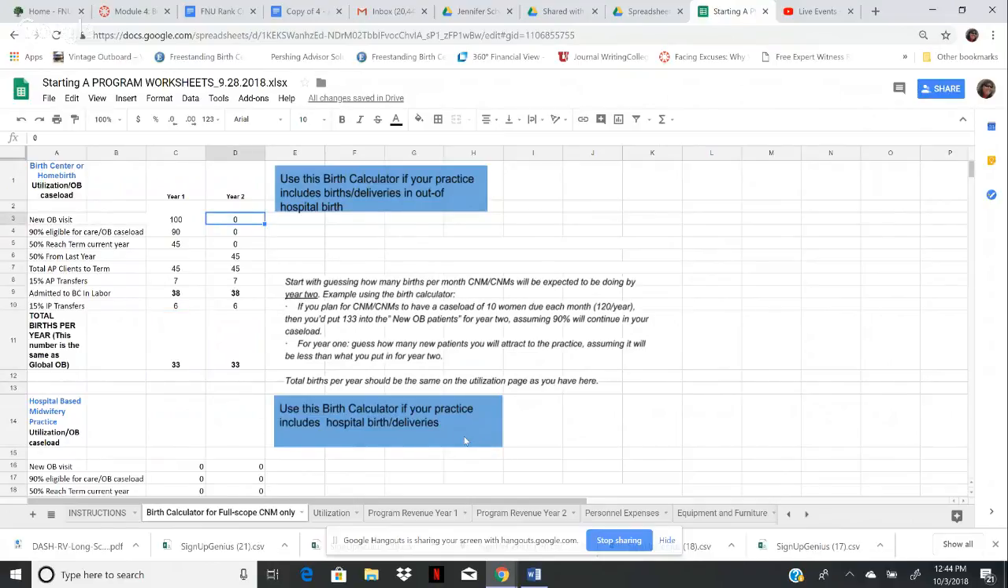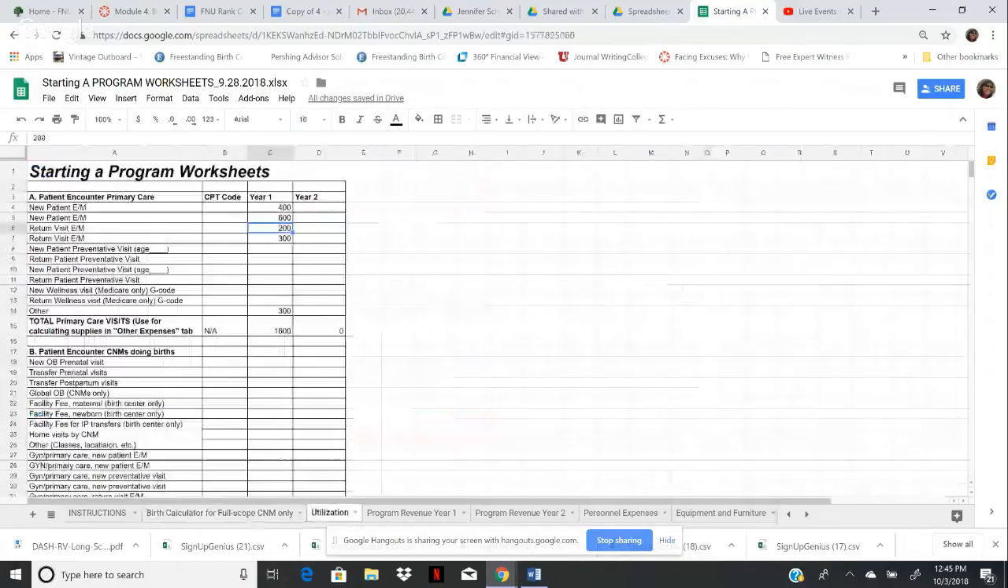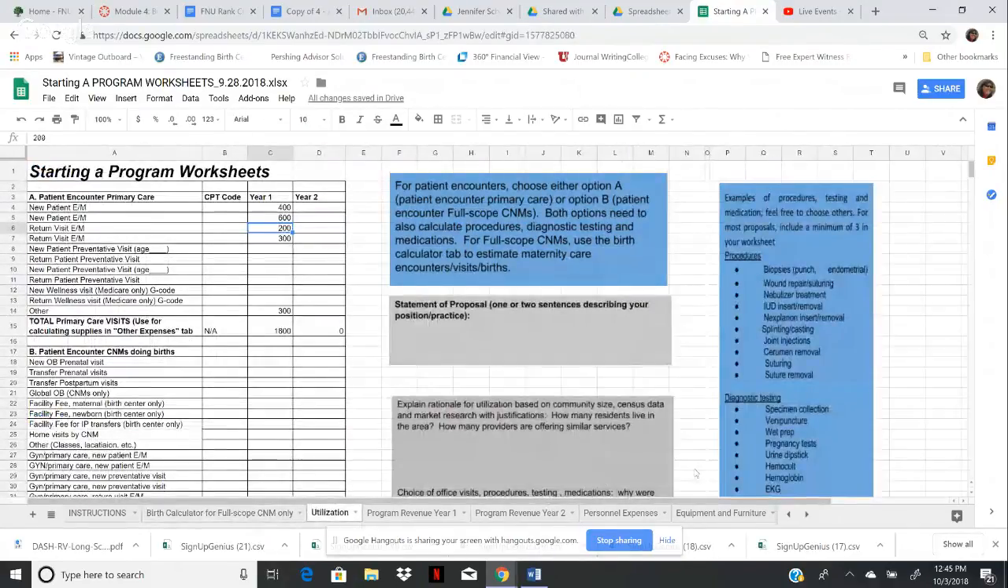So let's say we had 100 in year one new OB patients and 200 in year two. You can see how the volume goes up. Part of that is that half of the clients that are coming in for their new OB visits in year one won't actually deliver until year two. So that's why that number does increase pretty dramatically. So that's how you use the birth calculator. I just wanted to show you that. And then you'll carry over these figures into the utilization page, which is what we're on now.